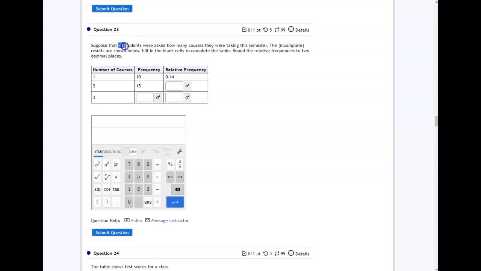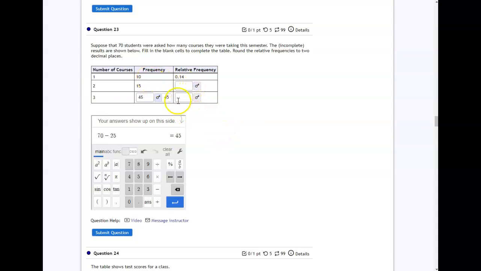That's how many students you surveyed on how many courses they took. So they've got 10 and 15. Well, there's a total of 70, so you're just going to subtract the 10 and the 15, or 25, from 70, and that will give you the remainder for that are taking 3 courses.